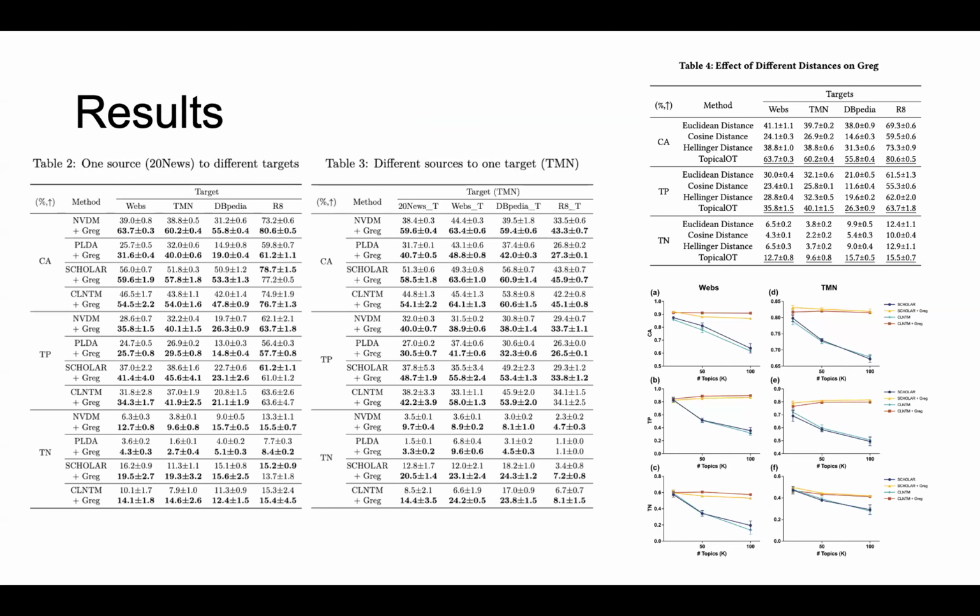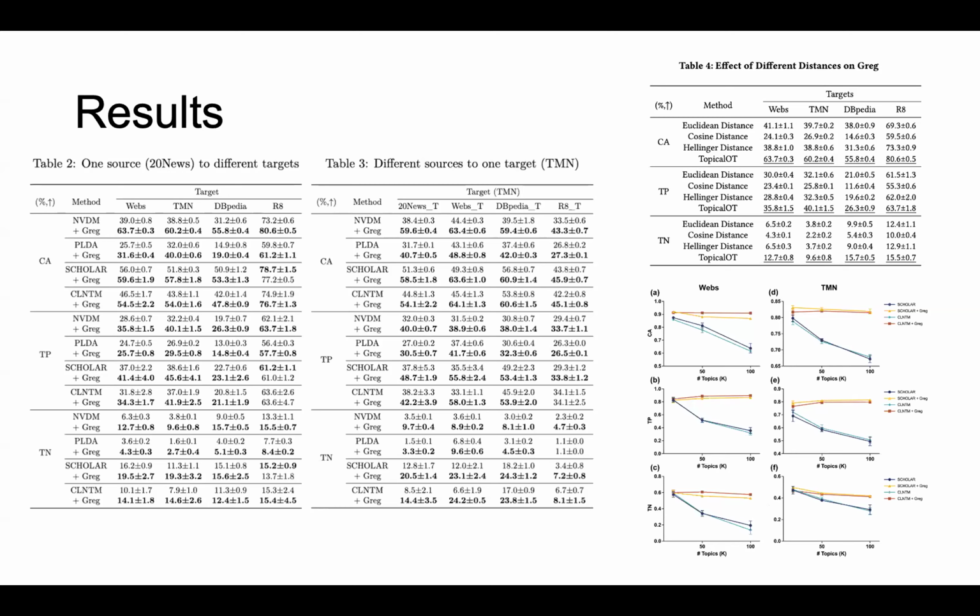Here are our results. The setting is like this. We train the model on one source dataset, for example 20 News. And we use this model to infer the topic distribution on unseen documents, and we test its performance. We use the topic representations as features to train downstream classifiers, and we evaluate the performance using three metrics. In most cases, we can improve the performance over the base model.